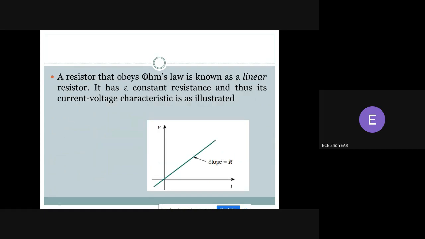Next, a resistance that obeys Ohm's law is known as a linear resistance. It has a constant resistance, and its current-voltage characteristic is illustrated. If we change the current linearly, the voltage varies linearly. That is the resistance that obeys Ohm's law, known as a linear resistance. Resistance is mostly a linear device only.